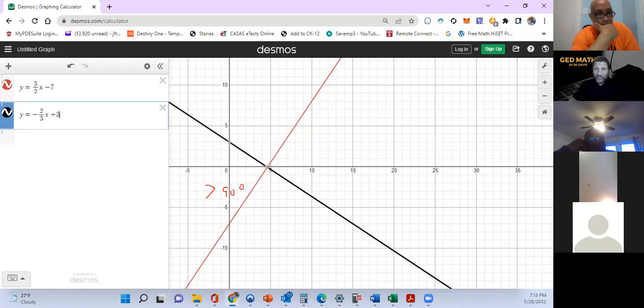If you notice, when those two lines cross, what do they form? A 90-degree angle. This is a right angle. That's what makes lines perpendicular: when two lines cross and form a 90-degree angle.